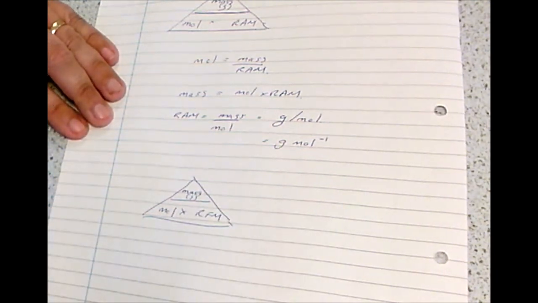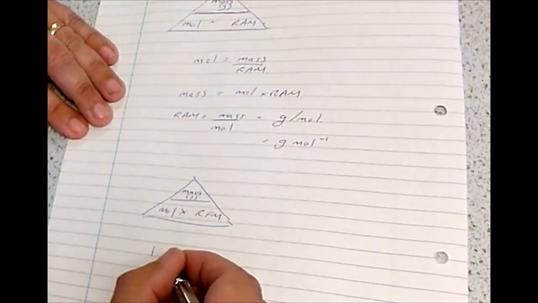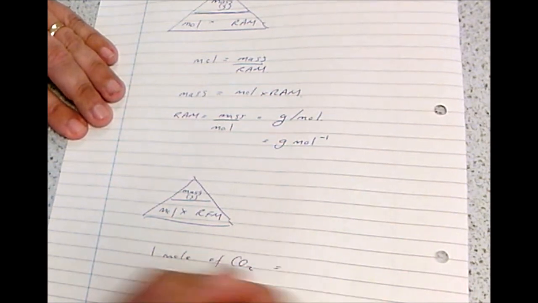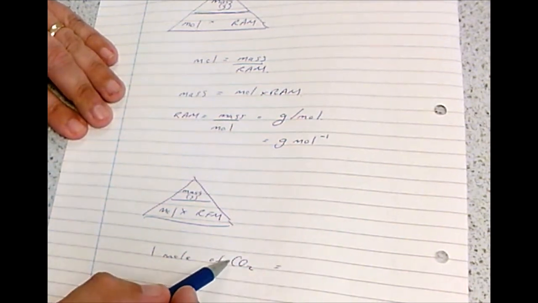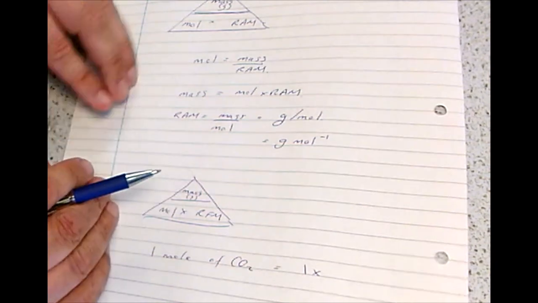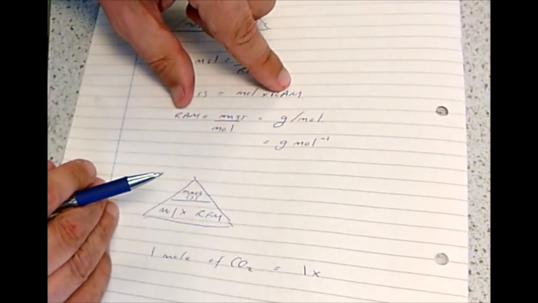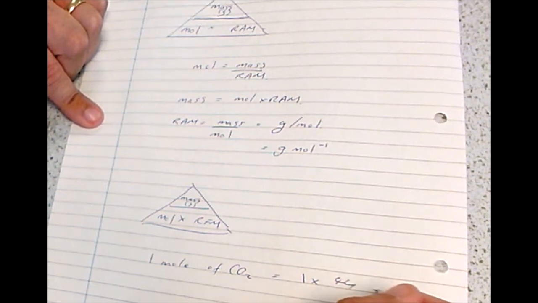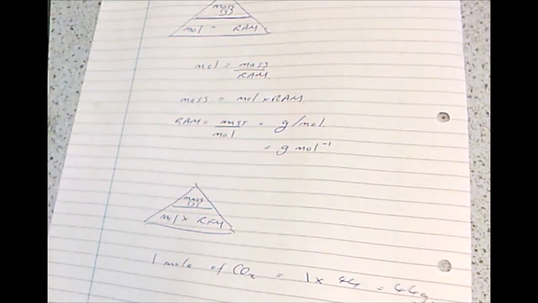So you know the RFMs, so 1 mole of CO2, yeah, well, we know the relative formula mass is 44 from the previous tutorial. So mass is going to be mole times RFM. So 1 mole times 44 equals 44 grams. So if it was 2 moles, it would be 2 times 44, and it would be 88 grams.